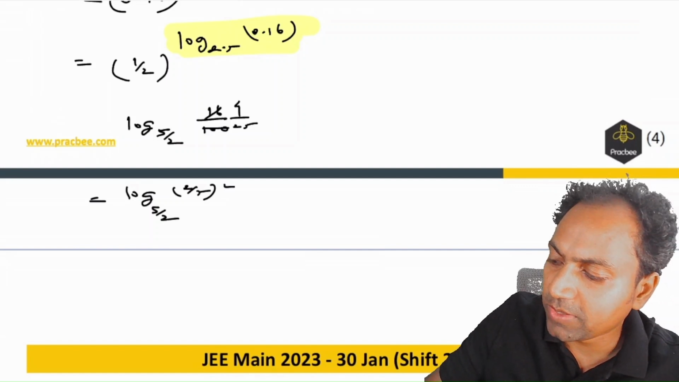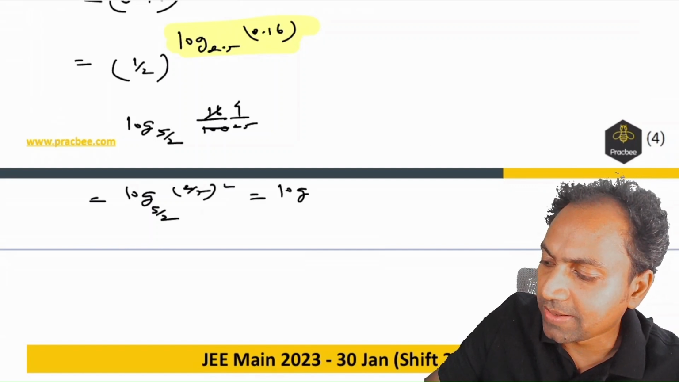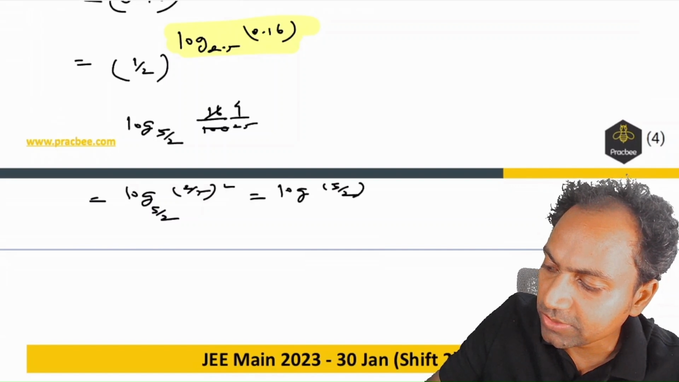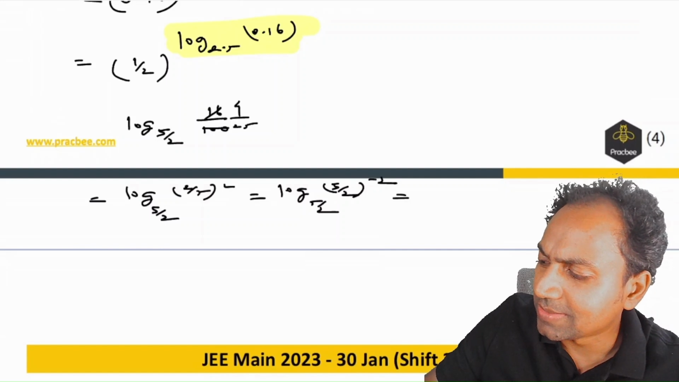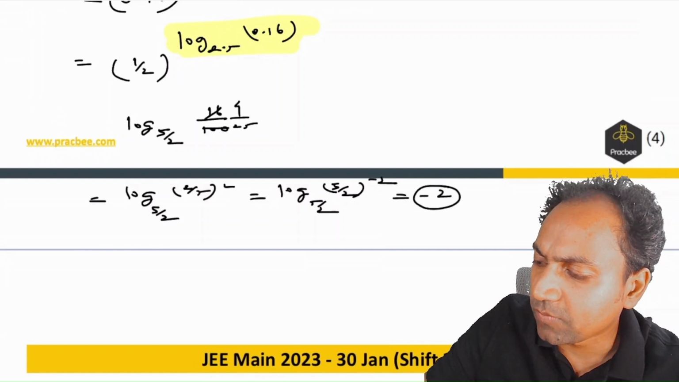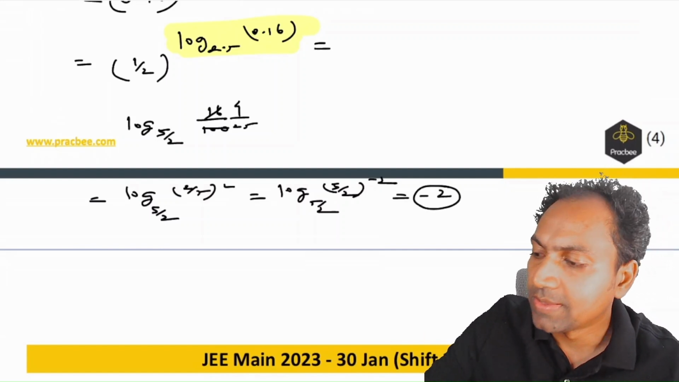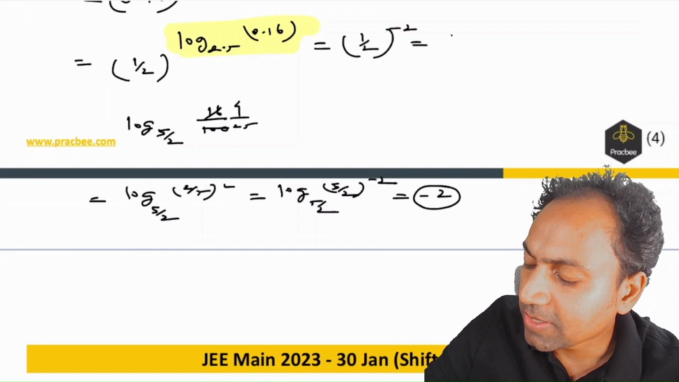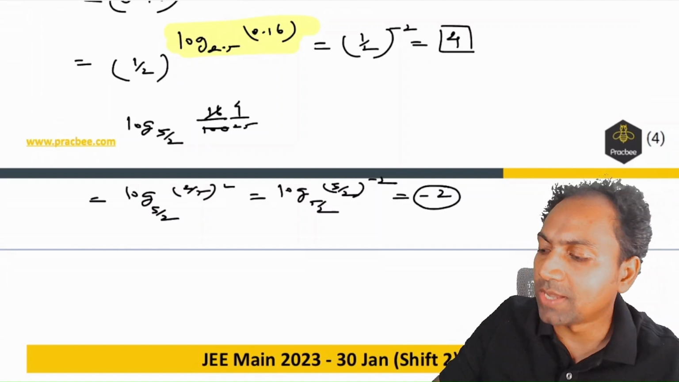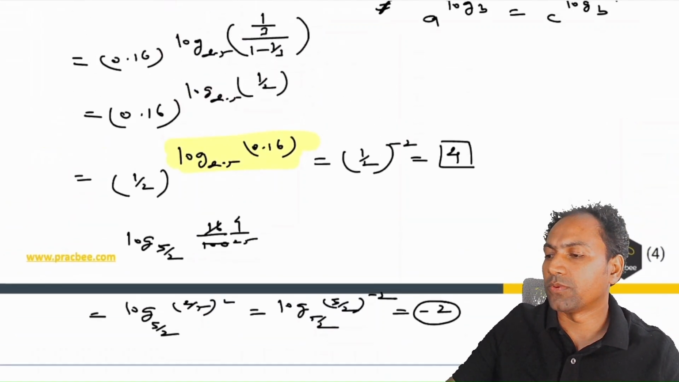This is 5 by 2. We can further simplify and write this as 5 by 2 raised to the power minus 2 to the base 5 by 2, and the answer comes out to be minus 2. So what was written in the power has now become nothing but minus 2. So this becomes 4. So the answer to this question comes out to be 4.